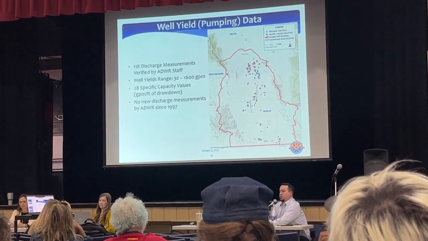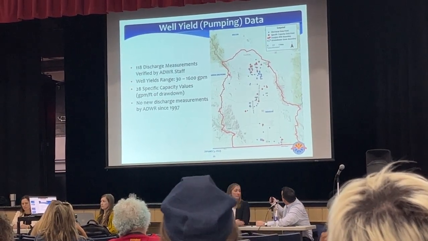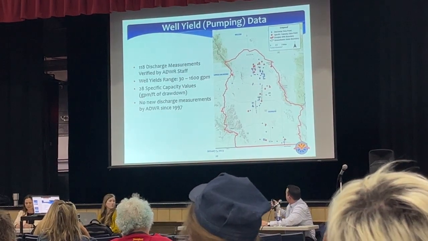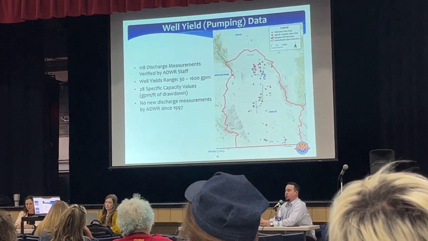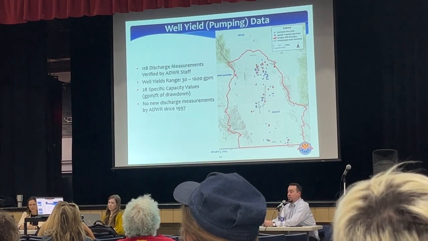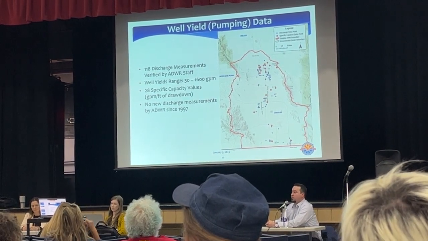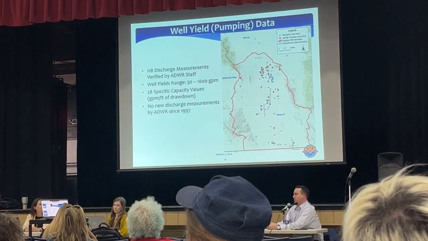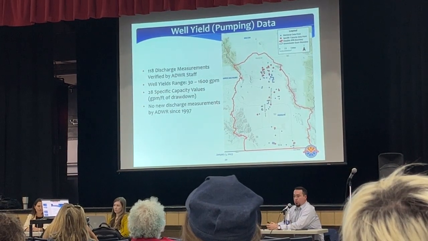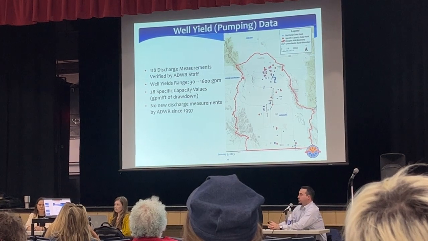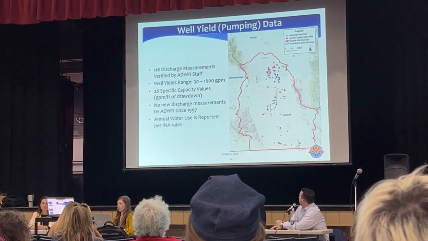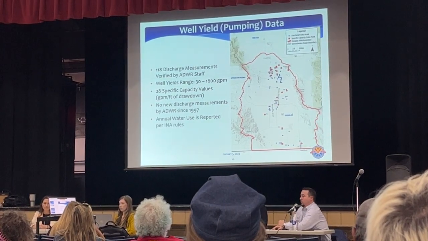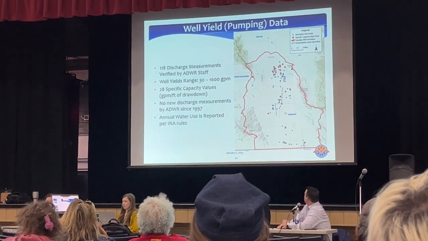Right. So that's probably a mix, but this, like the previous slide, any of these dots, you can click on them on our interactive maps and see all the information we have about them. You can see any discharge data we've collected, you can see any water level data we've collected. Anything that we do is all public information. And then we also have the self-reported annual water use.